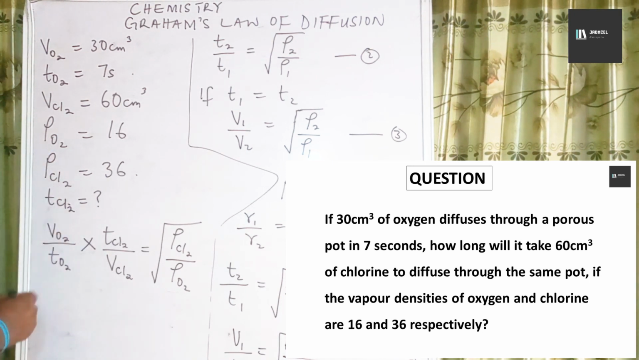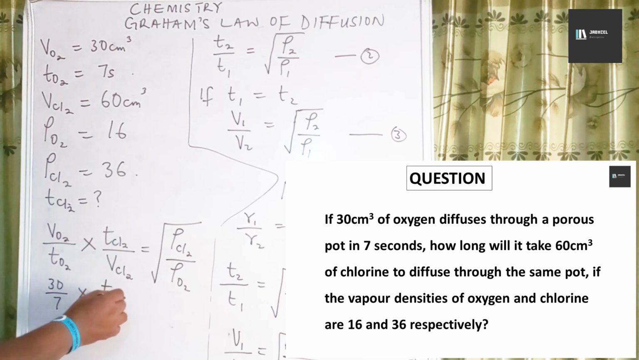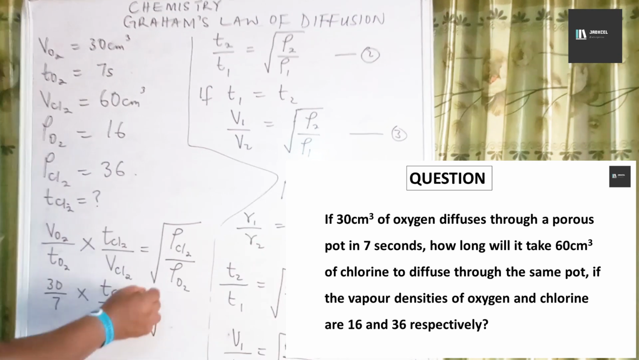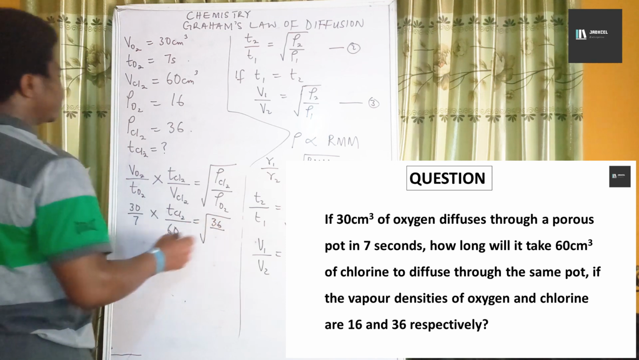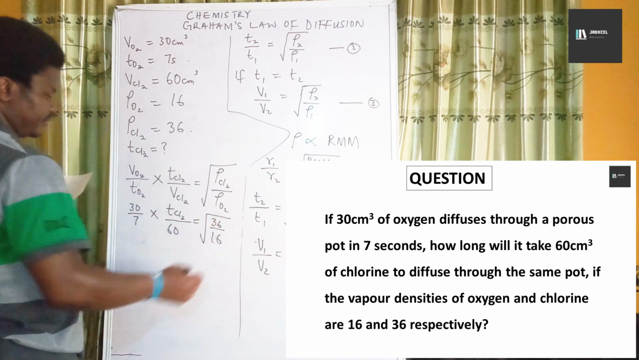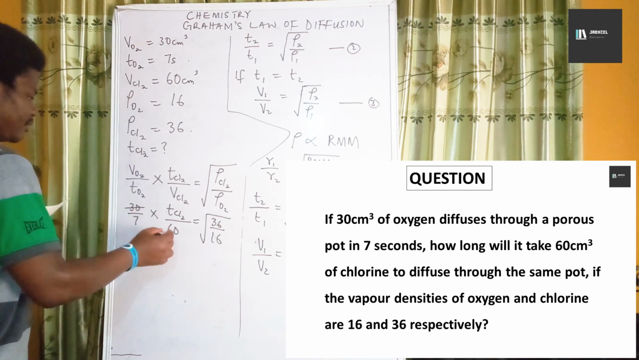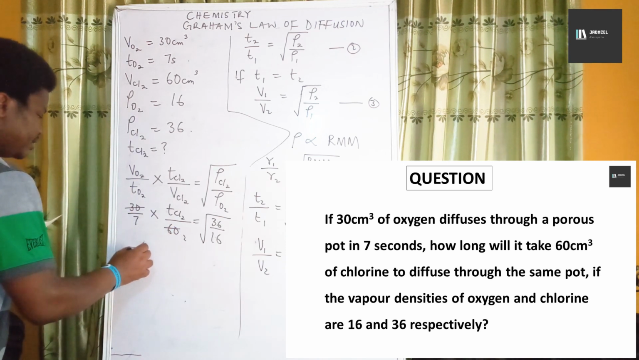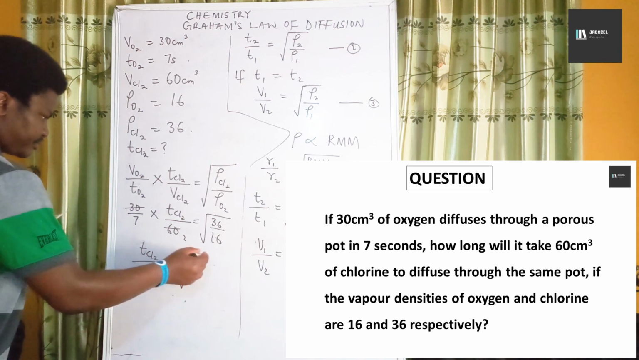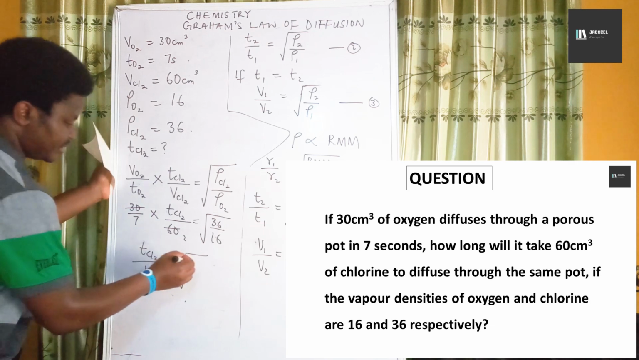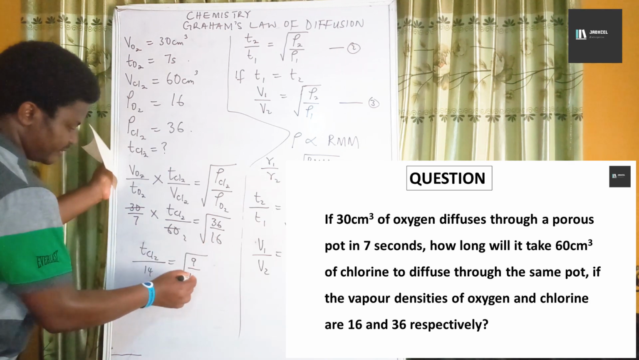So what's the volume of oxygen given? 30, divided by the time taken for that volume to diffuse, which is 7, times the time taken for chlorine to diffuse over the volume of chlorine that has diffused. Then the density of chlorine is 36, that of oxygen is 16. So from what we have here, 30 here and 30 here, we have T of chlorine, 7 times 2 is 14, equals, 4 can go into 36, 9 times, and 4 into 16, 4.